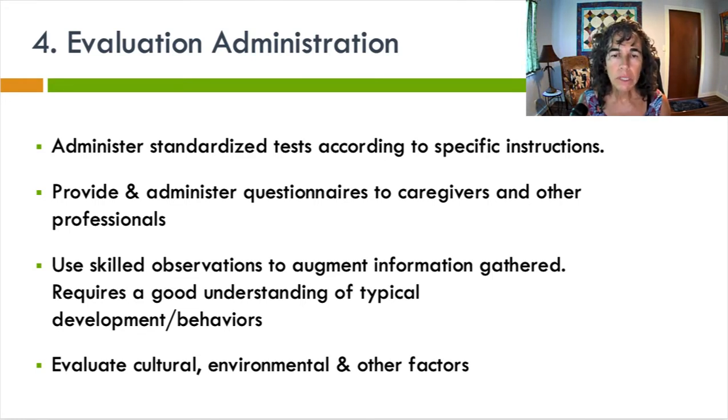We also use skilled observations to augment the other information we've gathered. It requires a good understanding of typical development and what typically should be seen in a child of a particular age and stage of development. We also want to look at cultural, environmental, and other factors.